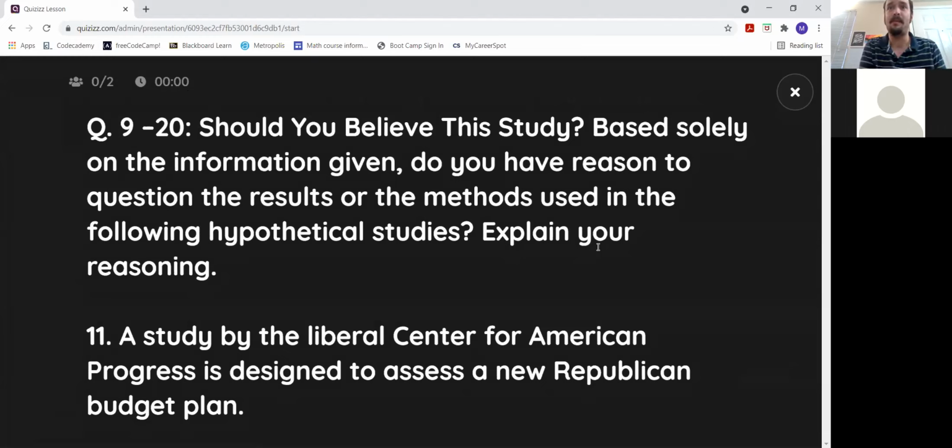So should you believe the study based solely on the information given? Do you have reason to question the results or the methods used in the following hypothetical studies? Explain your reasoning. A study by the Liberal Center for American Progress is designed to assess a new Republican budget plan. And so a lot of these, I feel like they're really hinting at one of those 8 things.